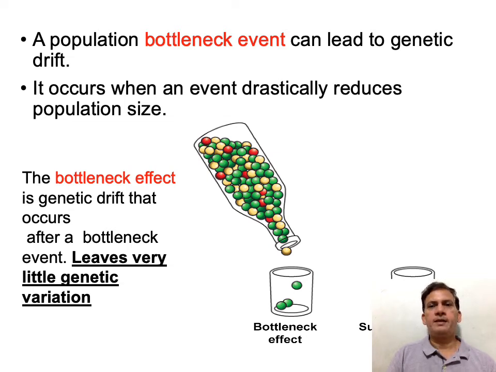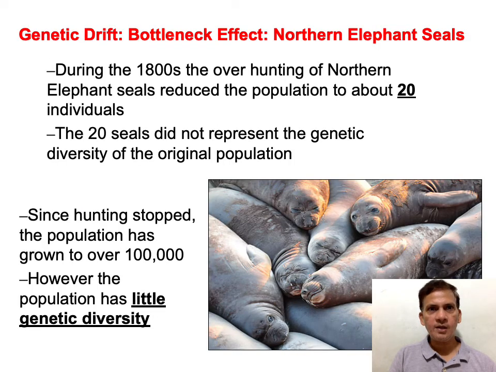Now they will be having very low genetic variation. So let's see an example of this particular bottleneck effect. This is a typical example of northern elephant seals.